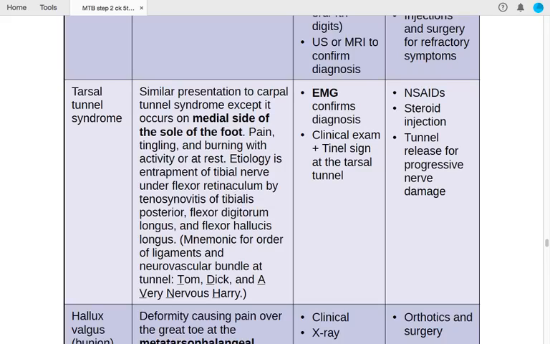For testing, we'll go for electromyography that will confirm the diagnosis, and clinical examination that will show the positive tunnel sign at the tarsal tunnel. So if there's a positive tunnel sign at the tarsal tunnel, then this is a positive finding in the case of tarsal tunnel syndrome. And we ask the patient to use a steroid. That's the best initial thing, and we'll go for the steroid injection. We'll go for tunnel release for progressive nerve damage, but of course with the passage of time, right? Starting with the NSAID and steroid injection, and then you will go for tunnel release.